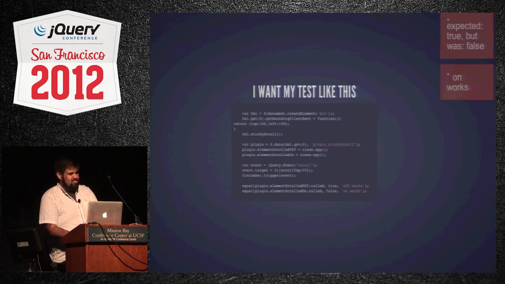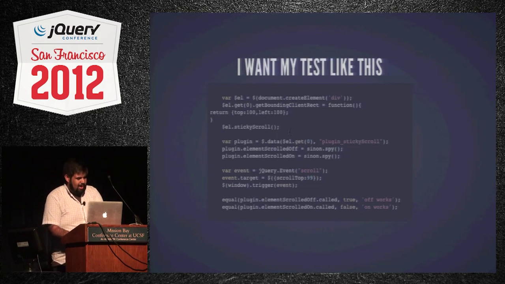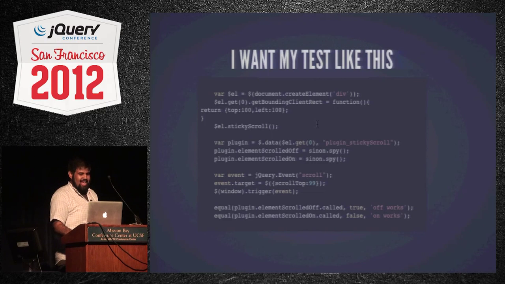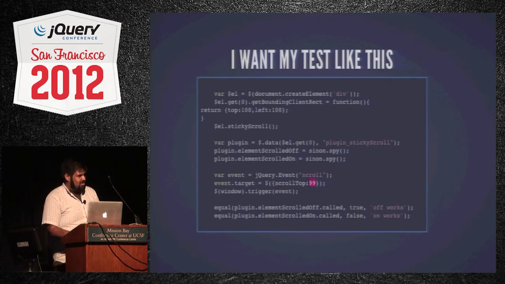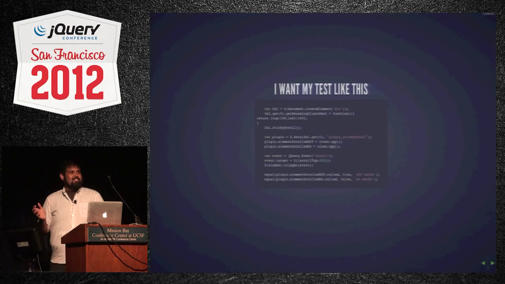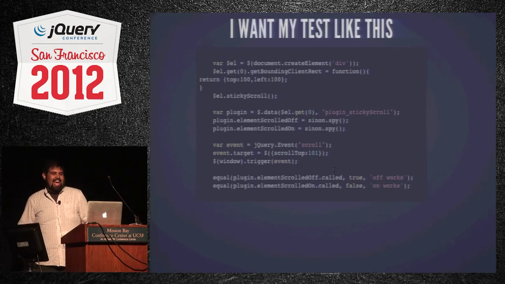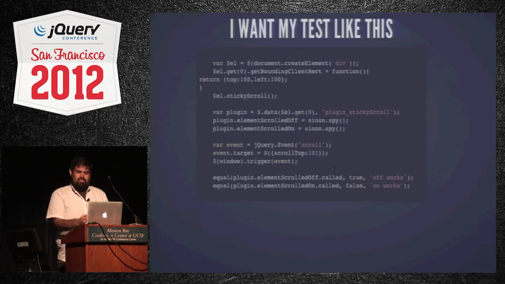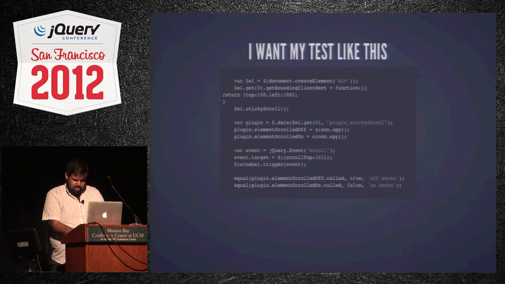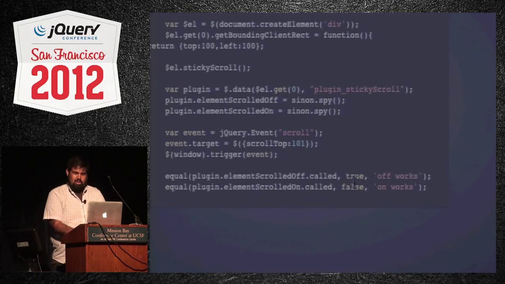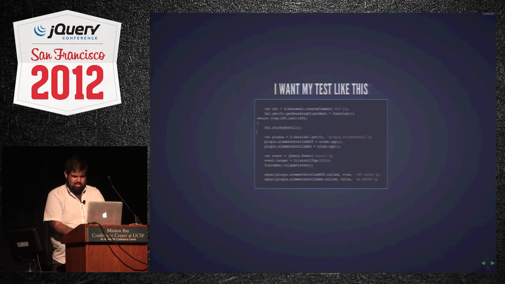There we go. My test just failed because I specified that my element is at 100 pixels, yet I have only scrolled to 99. Let me change this to 101. Pass. My test just passed because I overrode the function that jQuery calls internally to say that the new element I just created is at 100 pixels from the top and 100 pixels from the left, and the window itself is scrolled 101 pixels. So that means, wait, this code is wrong. It should have actually, element scrolled off should not have been called. So my test passes.